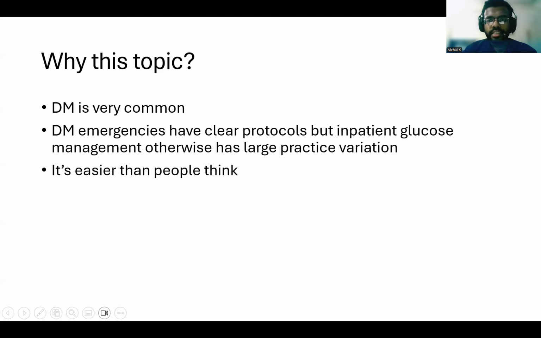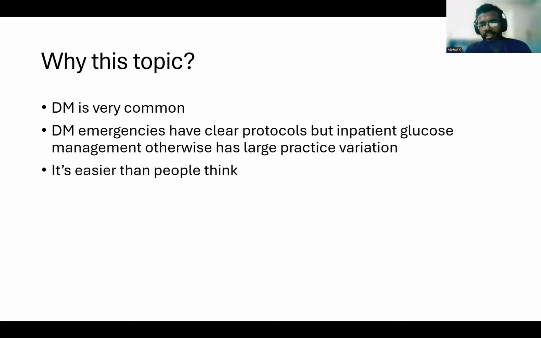So why is this topic actually important? Because first of all, diabetes is super common in this country, and it's going to get even more common as lifestyles continuously change towards Western diets and all. We have clear protocols for things like DKA and HHS, but inpatient glucose management has a lot of variation.